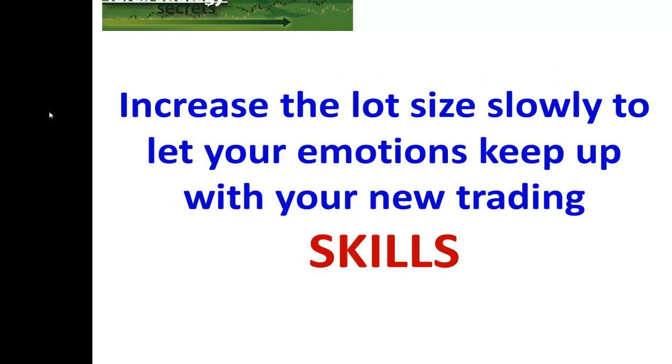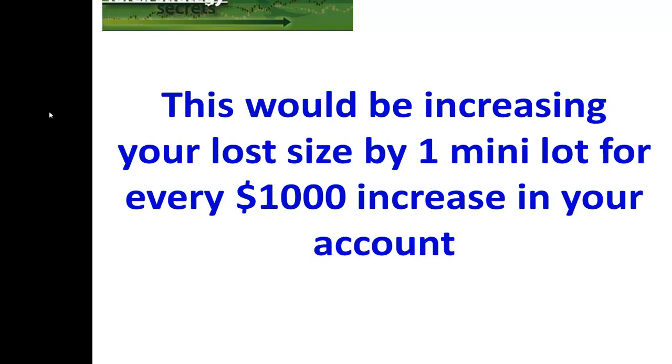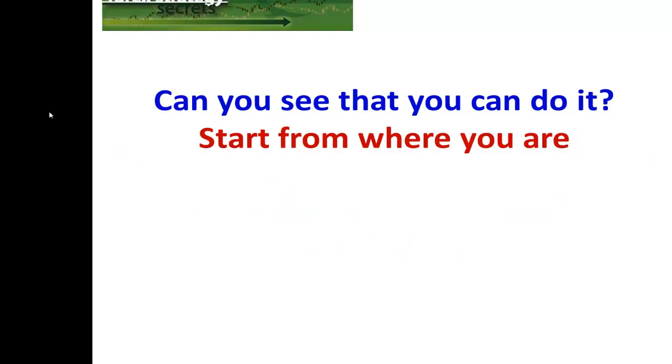So increase your lot size slowly and let your emotions catch up with your trading skills. Or let your trading skills catch up with your emotions. Once they're about on the same level, then you have a chance of being successful. This would be increasing your lot size by 1 mini lot for every $1,000 increase in your account. It's just different ways of saying the same thing we've talked about. So can you see that you can do it? Be consistent. Get a strategy, follow the same strategy, and start from where you're at.